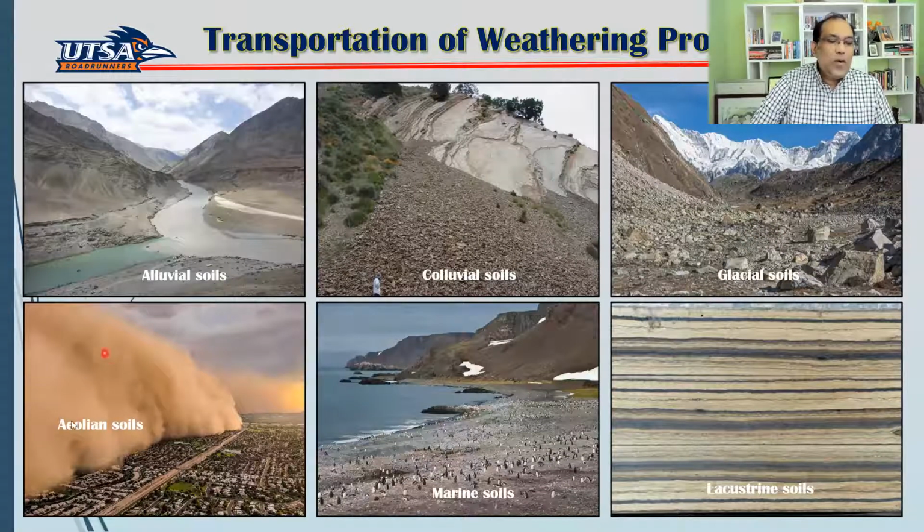For aeolian soil, you can see this is a dust storm, taking a lot of dust in the air and moving it from here and then settling down there. This is marine soil, a similar type of thing. Sometimes the water will take soil out from the bank and move it to another site there. So that's marine soil.